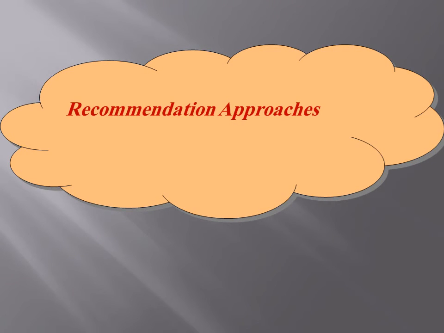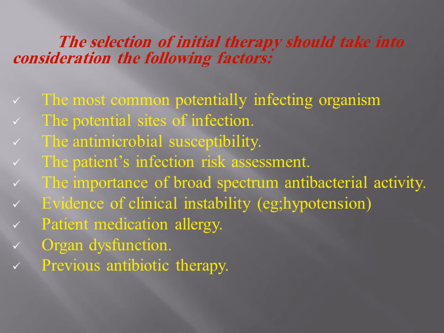The recommended approaches for febrile neutropenia. The selection of initial therapy should take into consideration the following factors: the most common potentially infectious organism, the potential sites of infection, antimicrobial susceptibility, the patient's infection risk assessment, the importance of broad spectrum antibacterial activity, evidence of clinical instability, for example, hypotension, patient's medication allergy, organ dysfunction, and previous antibiotic therapy.